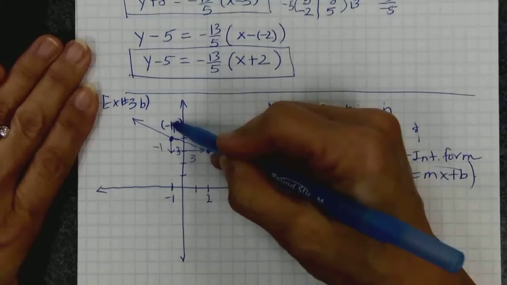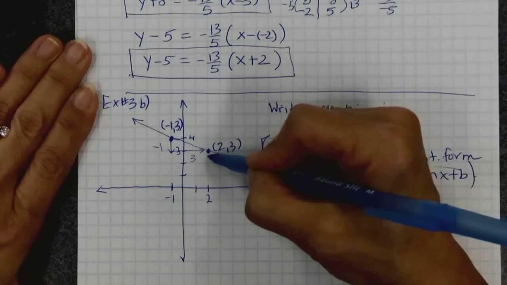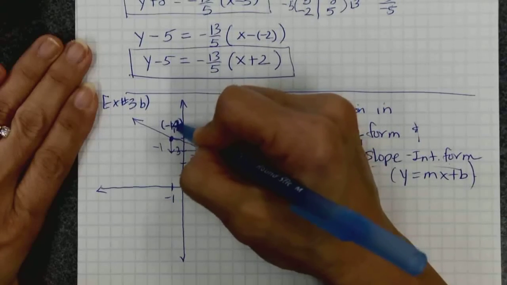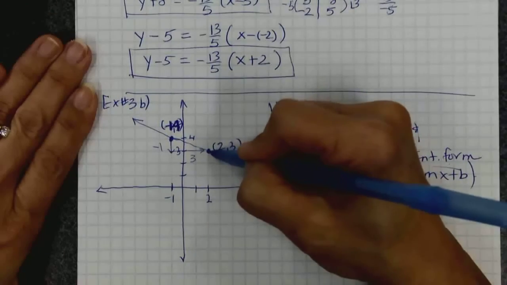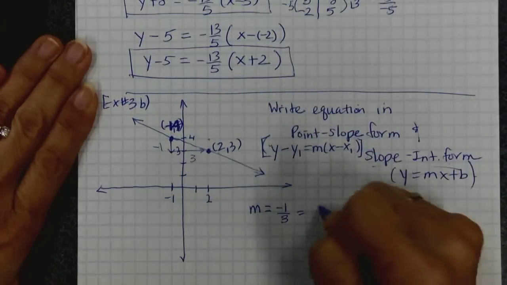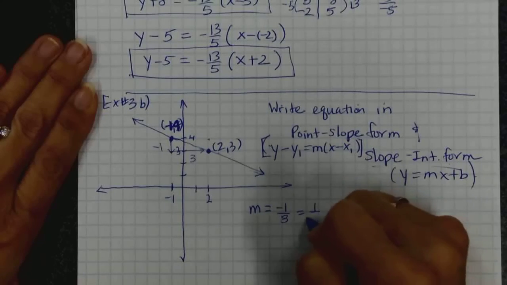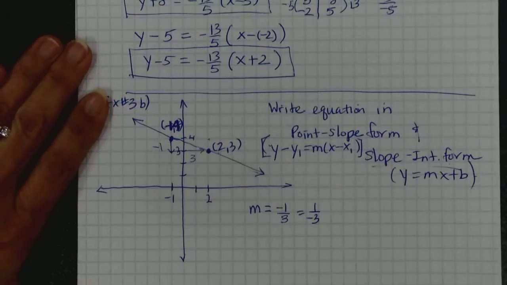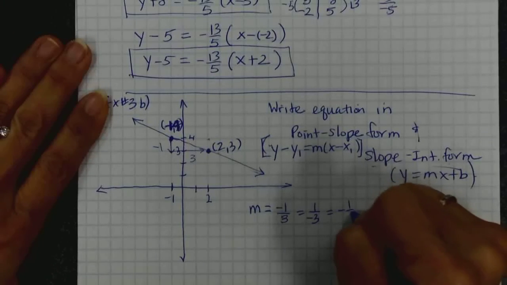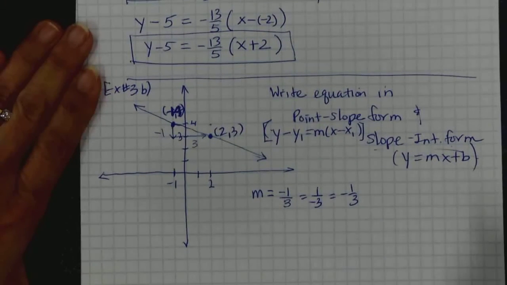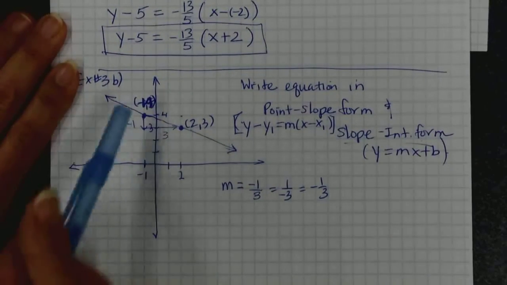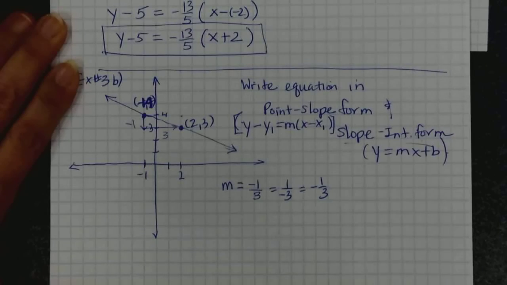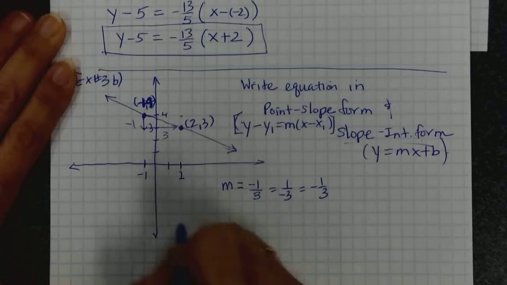Now it would be the same thing if I went from 2, 3 to -1, 4. I would go up 1 and then left 3, which is -3, so the slope will be 1 over -3, which is still the same thing, -1 over 3. Still a negative slope. Now to write an equation in point-slope form, you could pick either point. I recommend picking a point where both coordinates are positive. Then you don't have to change the sign.